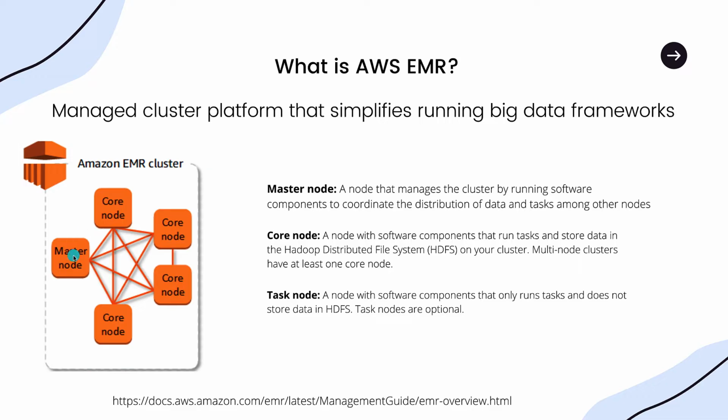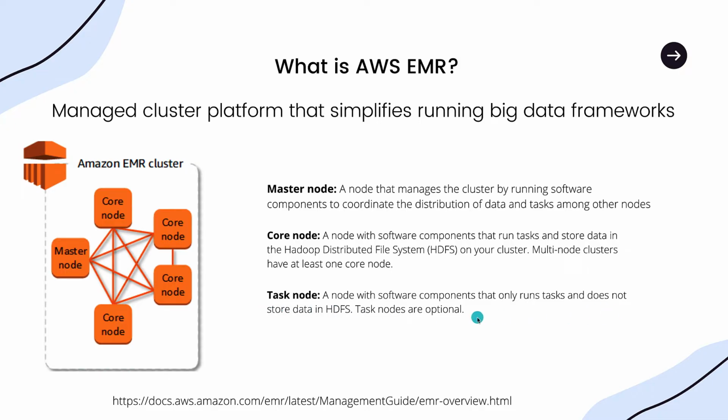There is a master node, which is a node that manages the cluster by running software components to coordinate the distribution of data and tasks among other nodes. And then we have core nodes. Core nodes have software components that run tasks and store data in the Hadoop Distributed File System on your cluster. So we have to have at least one core node and one master node for a multi-node cluster. Core nodes is where we store the data and do the work, and master nodes is what orchestrates those core nodes doing their tasks.